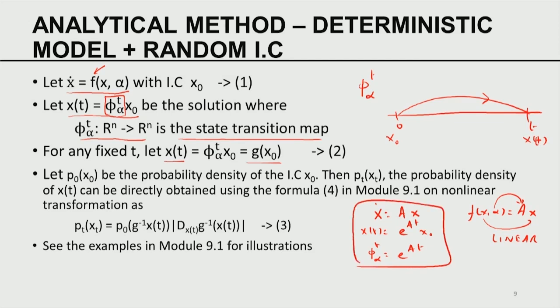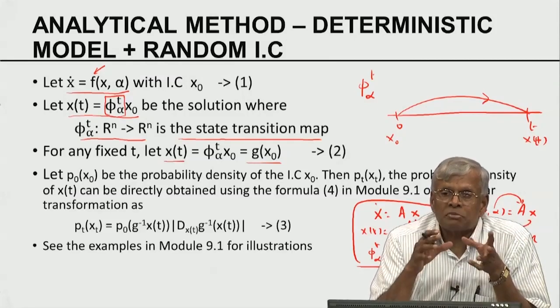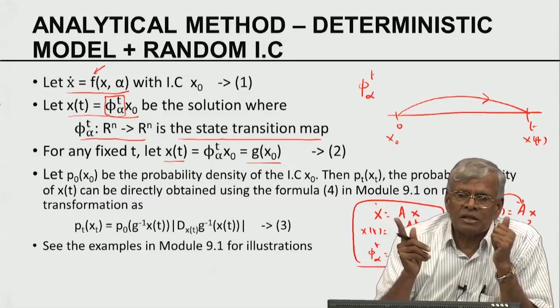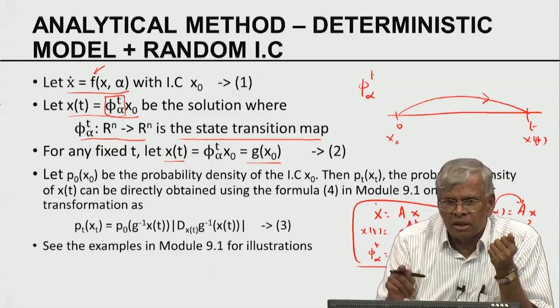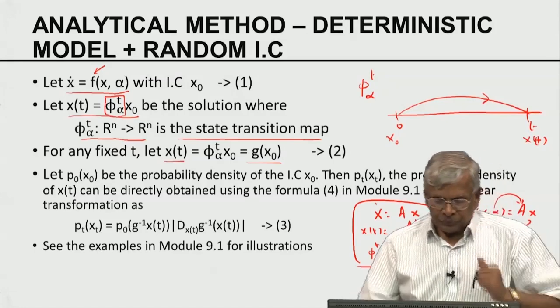So phi of t is not something unknown. In the case of a linear system, I can quantify what that map is. But in general, under mild conditions on the existence of solution, the solution exists means I should be able to relate x t to x naught. The relation between x t and x naught is defined by a transformation or a mapping, and that is what is called the state transition map.